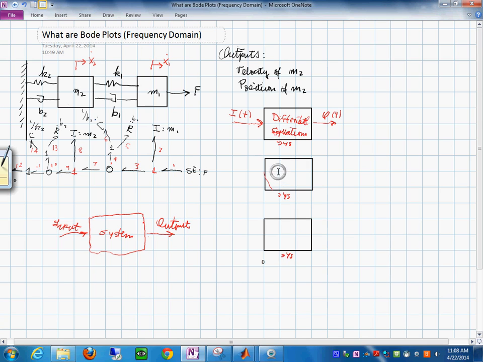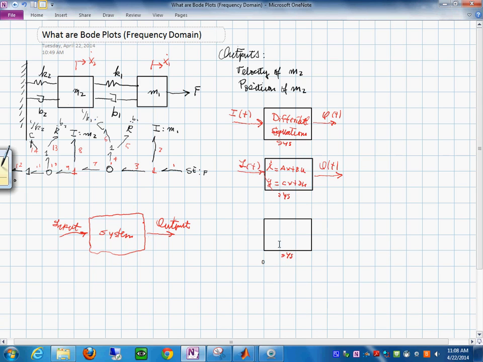You could have a state space. This is x dot equals Ax plus Bu, and you could have y equals Cx plus Du. And this is again your output in the time domain, and you have the input in the time domain.